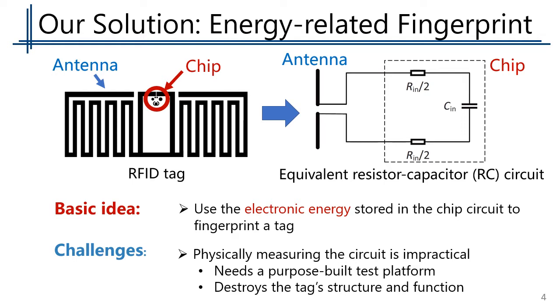Since the tag is battery-free, it needs to store the energy in this RC circuit. Due to manufacturing imperfections, no two tags have exactly the same RC circuit. So our idea is to use the electric energy stored in the circuit to fingerprint a tag.